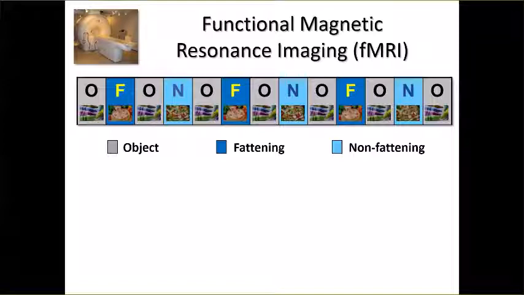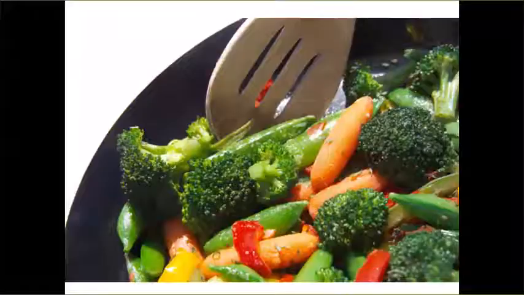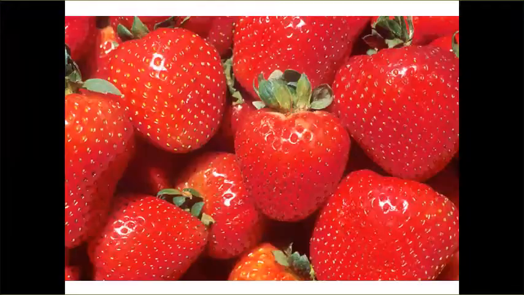And our images of food are objects, which are our control images, and then two different categories of food, which are based on ratings of whether or not you should try to eat this food when you're trying to lose weight. So we call the group that you should avoid the fattening foods because they have this social context, but they also tend to be highly energetic with high fat and high sugar content. And the other are the non-fattening foods.